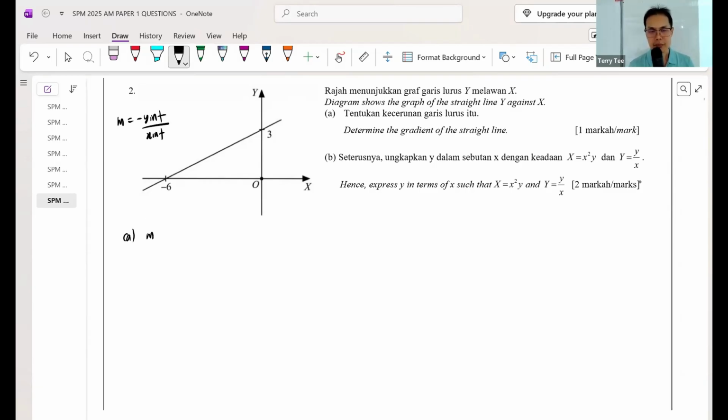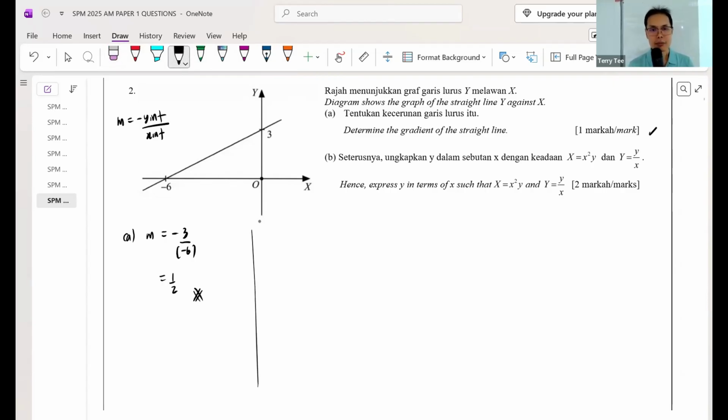What is your Y-intercept? My Y-intercept is 3. What's your x-intercept? My x-intercept is negative 6. So negative 3 divided by negative 6, the answer is 1 over 2. My y-intercept itself is 3, but we don't need this now. Part A, we just need to find gradient. Answer the question with 1 mark.